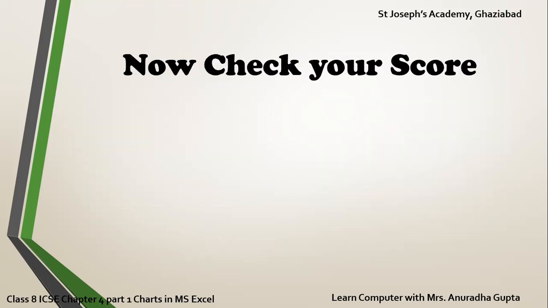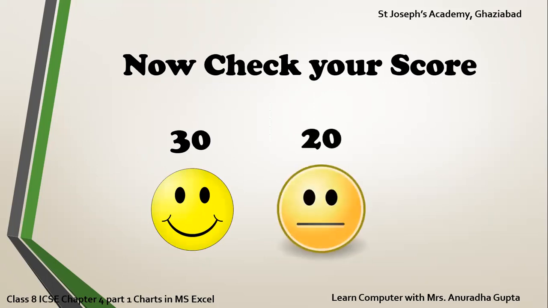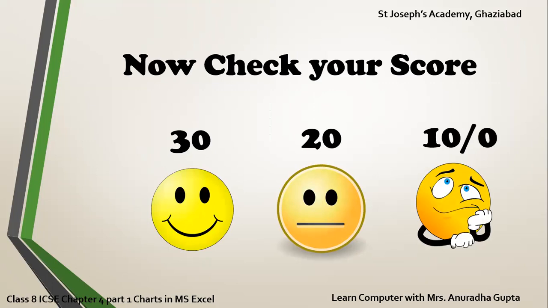Now we will check our score. If your score is 30, then excellent. It means you attended the class sincerely. If your score is 20, it's good, something you missed. Watch the video again. And if your score is 10 or below 10, you need to watch the video again and you need to write all the correct answers on a paper. Students, one more thing, share your score in the comment box with your name, class, and section.